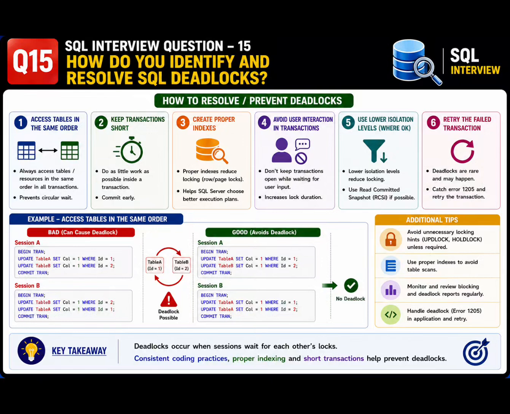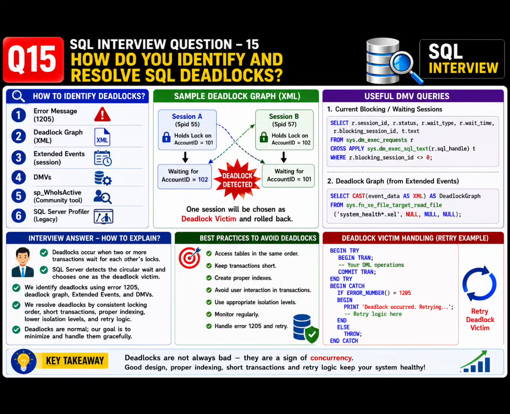Now let's see how to identify deadlocks. If a deadlock occurs, first check the error 1205 message. Then collect the deadlock graph from extended events. Then use DMVs to identify blocking sessions. If available, tools like sp_whoisactive, that is a query, can help you analyze current blocking. So review the execution plan and transaction order.